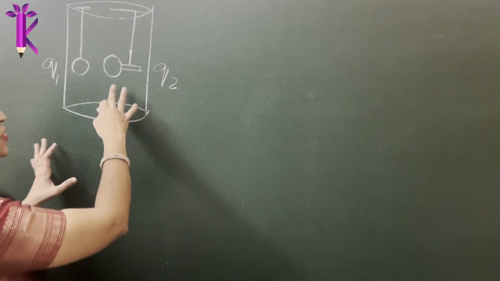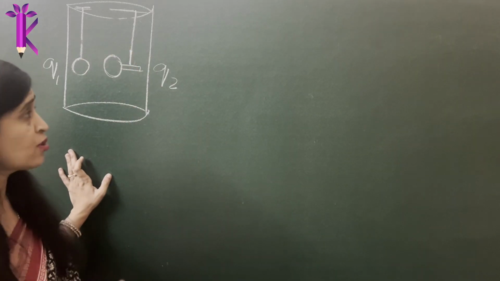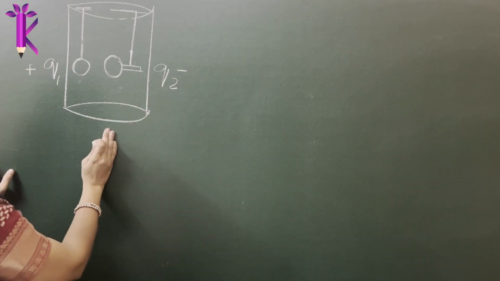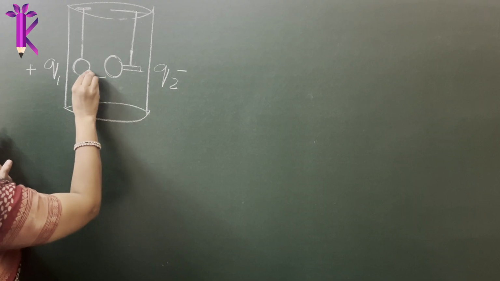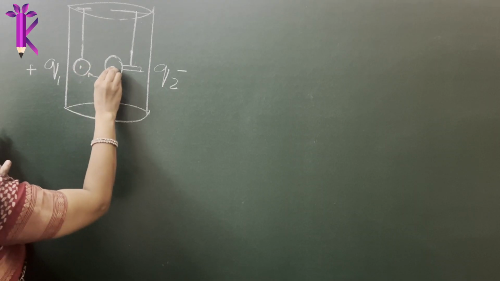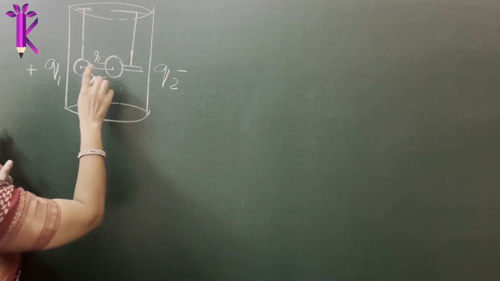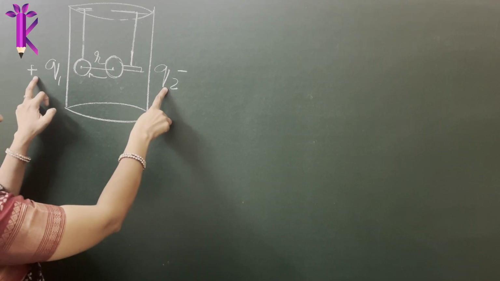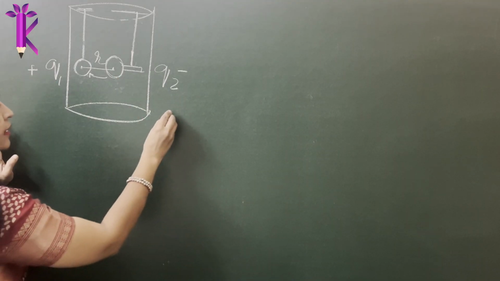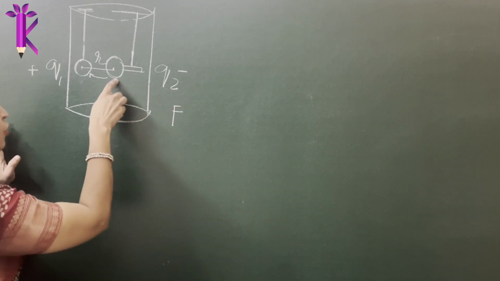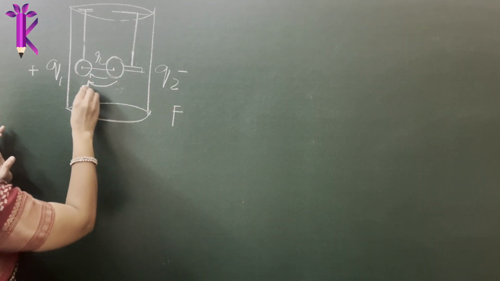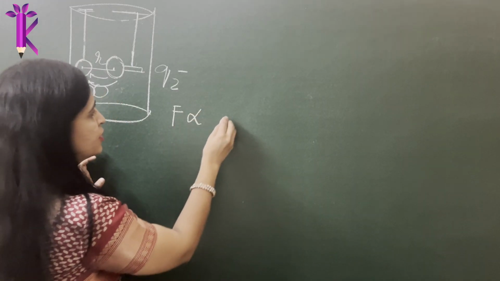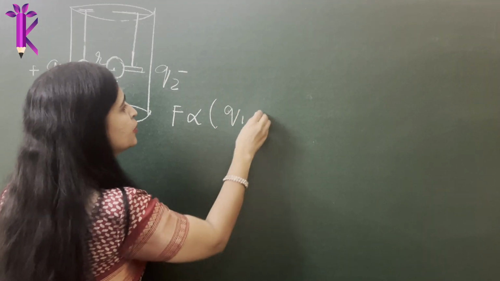Now whenever he started charging these metal spheres, he saw that when this was a positive charge and this was a negative charge, the spheres came closer. This is the distance between the centers of the spheres, which he called R. So when this was positive and negative, he saw that the force with which Q2 came closer to Q1, that is when they got attracted to each other, was directly proportional to the product of the magnitude of the charges.